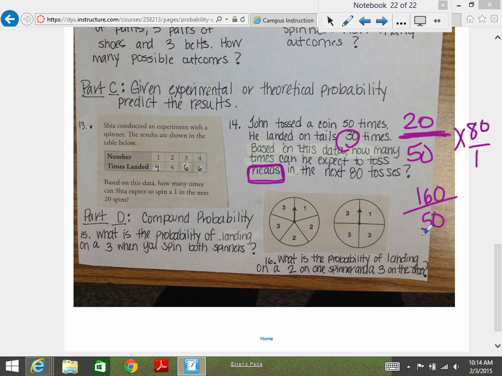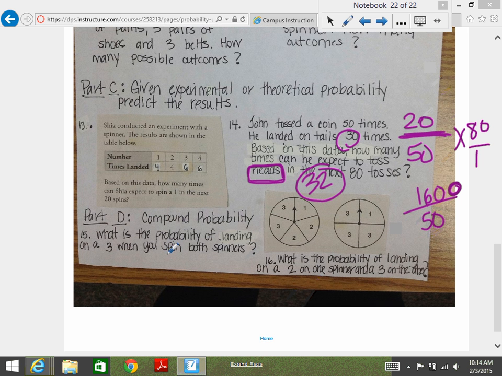Oh, hold on a minute. It should be 32. This should be 1,600. My bad. So 1,600 divided by 50. Sorry, y'all. And there's your 32, because 80 times 20 was 1,600. I missed a 0. Okay?